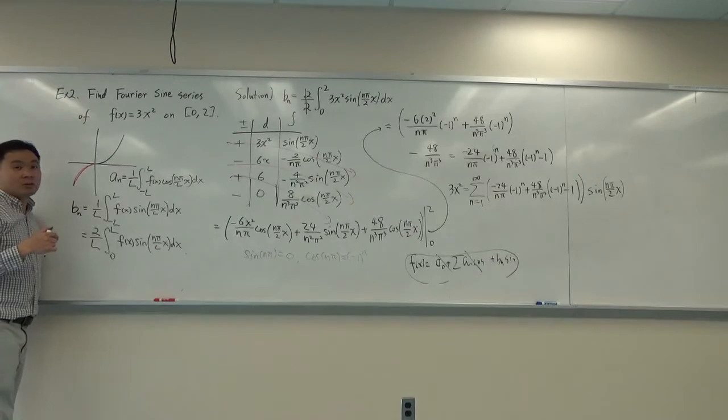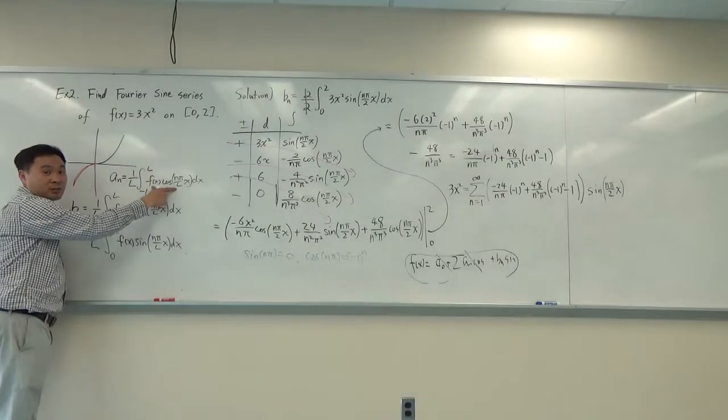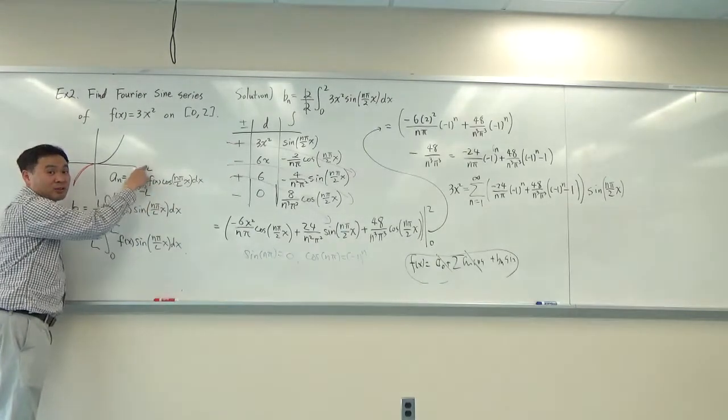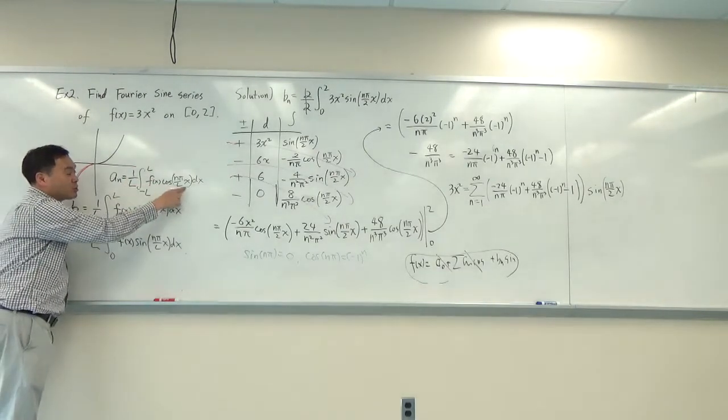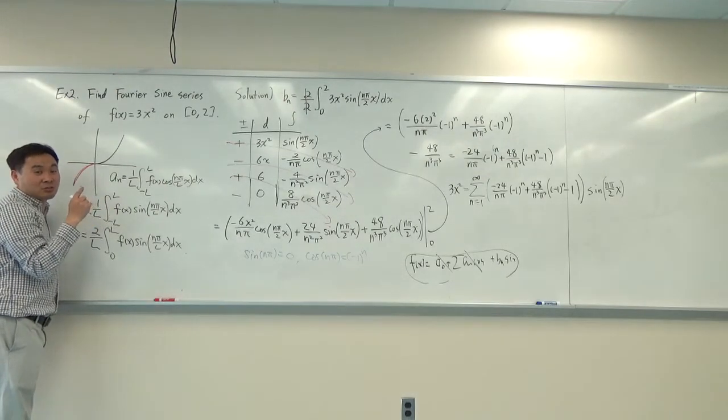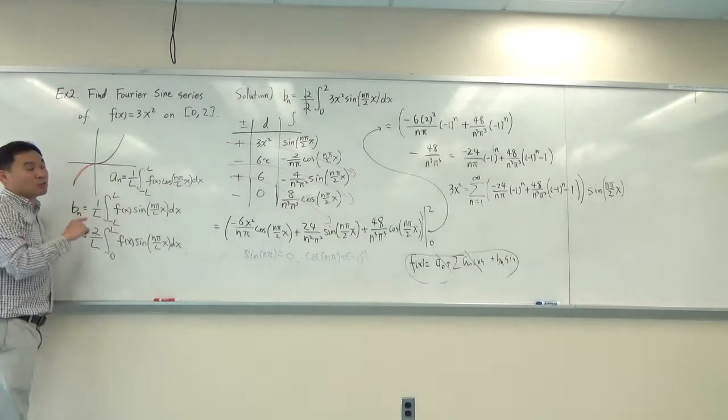Can you repeat that one more time? This is an odd function, right? Odd times even is odd. This is a symmetric domain. If you integrate an odd function over a symmetric domain, you get 0, right? So that's why it's 0.